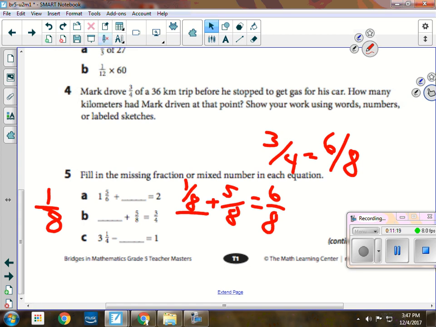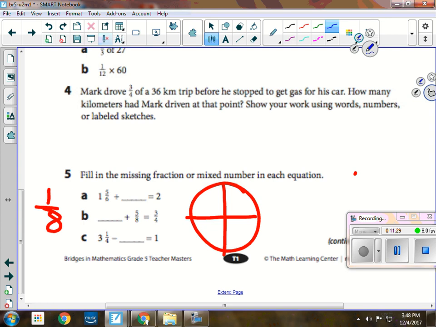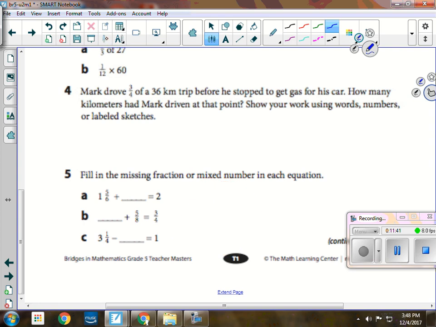Oh, you know what? Let me do the picture because I drew part of it wrong. My fault. So here's 3/4. If I cut it into eighths, and you do plus 5/8, 1, 2, 3, 4, 5. I forgot the 5th eighth. That's the one piece that's missing. It's 1/8. And then the last one, 3 and 1/4 minus something is 1.